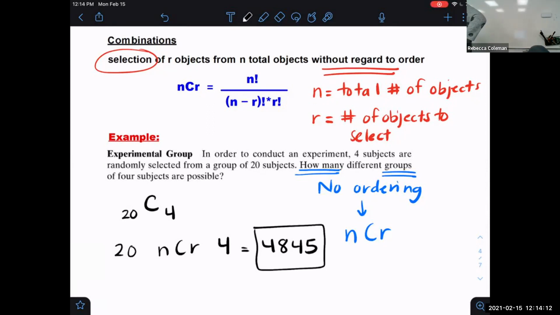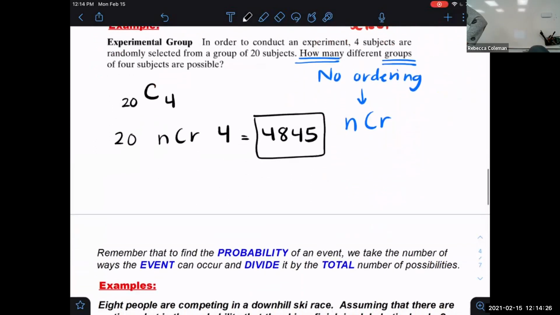That NCR function should be right in the same place where you found the factorial and the NPR. The key thing for you to know is that the NCR function should be used when I want to select objects, but I am not interested in the order of those objects in any way.